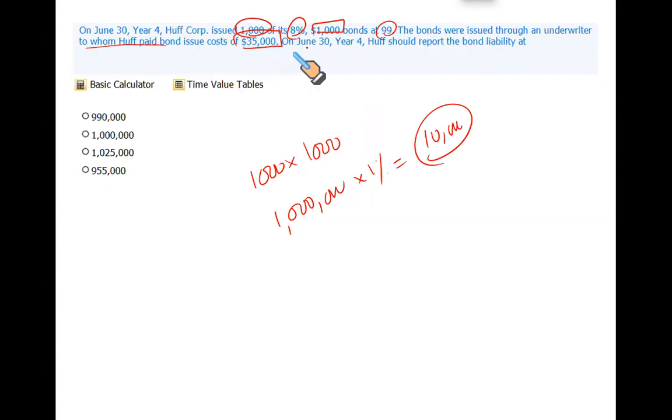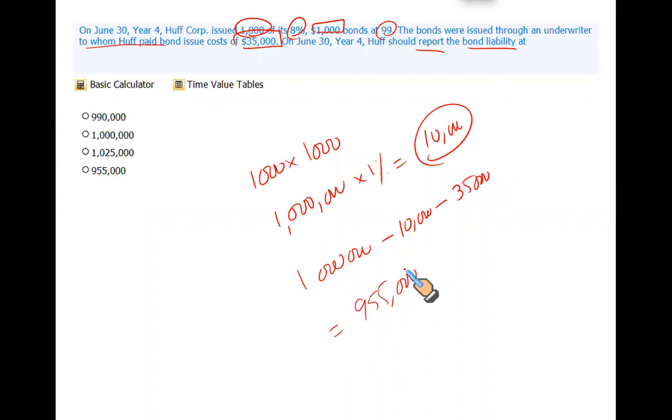So what we have to find out is, on June 30th, year 4, what bond liability Huff should report. Remember, the par of the bond is 1 million. But we gave 10,000 discount. And we also paid 35,000 as the underwriting commission. So the net amount of the bond is 955,000. Remember our previous lecture, the bond discount and bond premium: the bond discount is shown as net of the bond's par value. Premium is added to the par and discount is deducted.